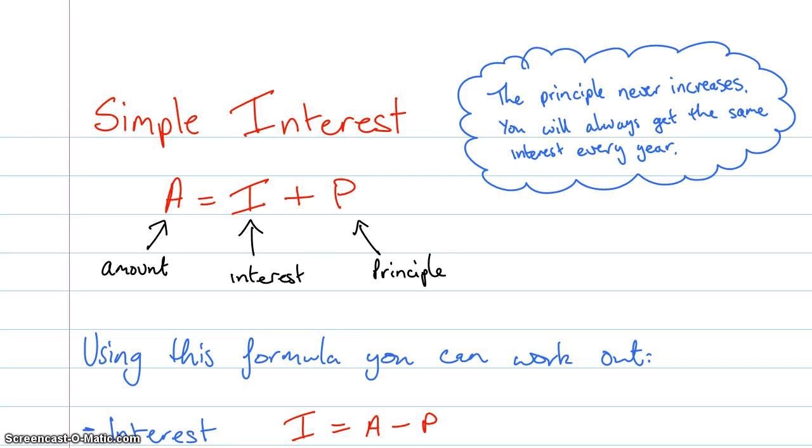Generally, simple interest works by if someone lends you some money, or if a bank lends you some money, then they're happy to do that, but they will charge some interest, which means you have to pay them back a little bit more than what you had to pay them in the first place.